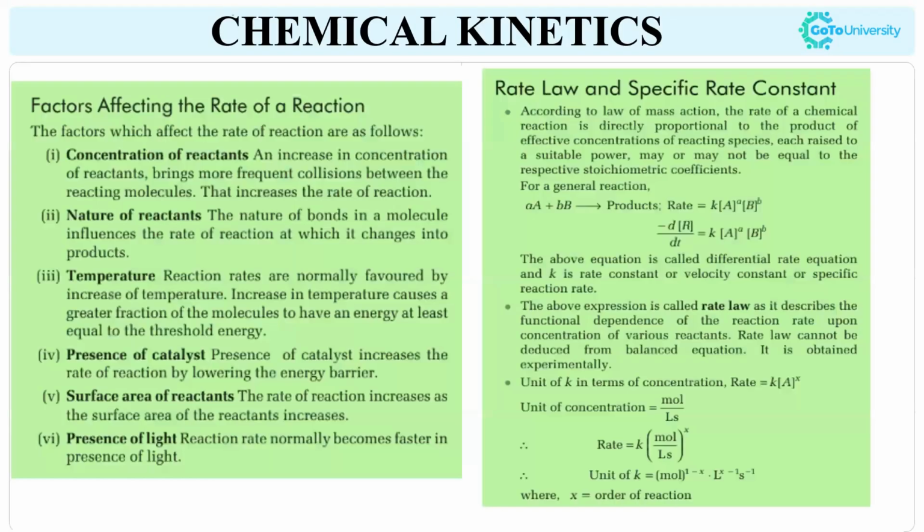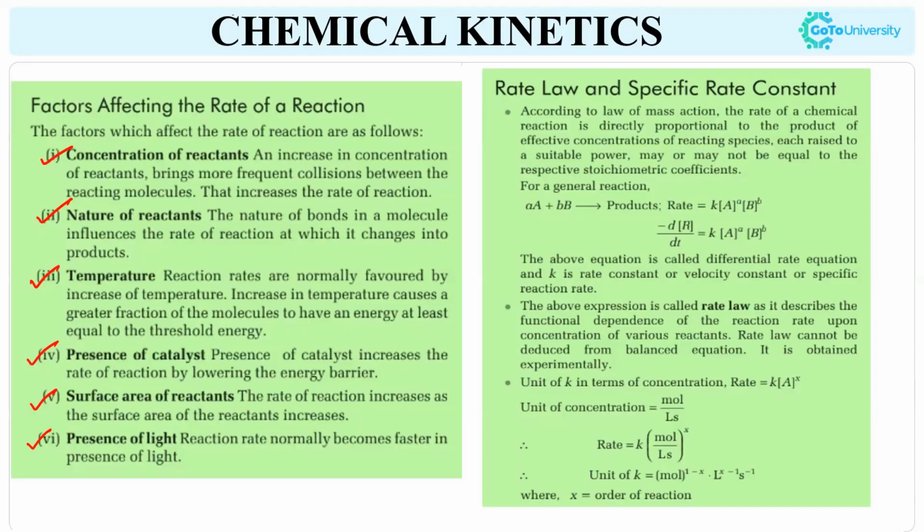Now, what are the different factors affecting the rate of reactions? We have several factors which can affect it. The important factors are: first, the concentration of the reactants, the nature of the reactant, temperature, pressure, surface area, and presence of light. Among these six, five are important. The presence of light does not affect that much, but the remaining five factors are very important.